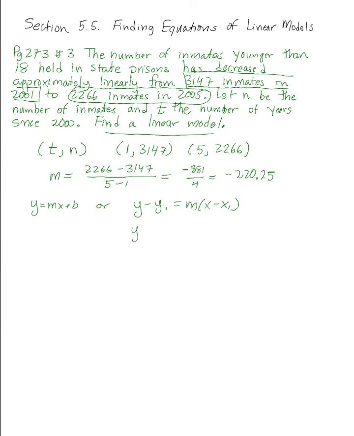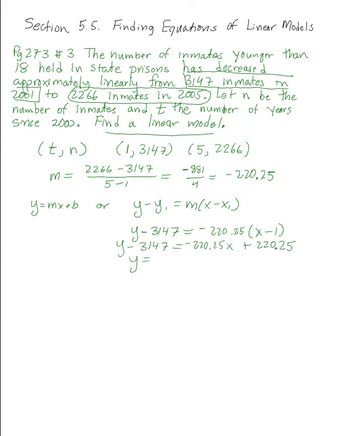So I'm going to go y minus 3147 equals m, minus 220.25, times x minus 1. Now, we have decimals. Decimals aren't so bad. Our calculator's real good with decimals. It might not be a bad idea to simplify. y minus 3147 equals minus 220.25x plus 220.25, when I distribute the 220.25 through and the minus sign.